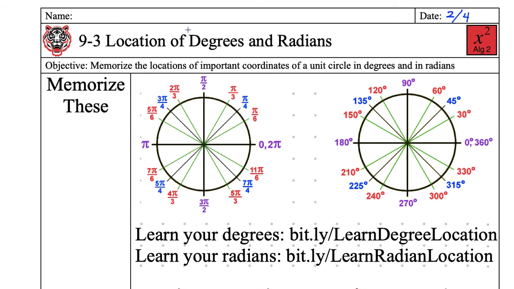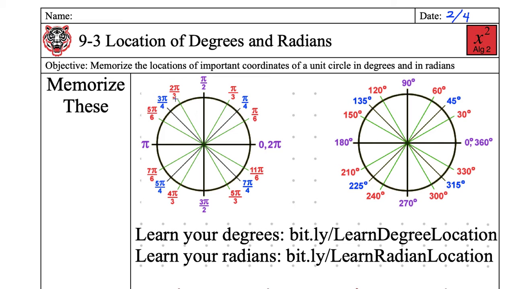We are just talking about the location of degrees and radians. We have to have these memorized, so this is a very, very heavily memorization lesson. You can see that in our objective as well. We need to memorize the locations of important coordinates. There they are, I've listed them, on a unit circle in both degrees and radians. So, as I said, these are the things that you need to memorize.